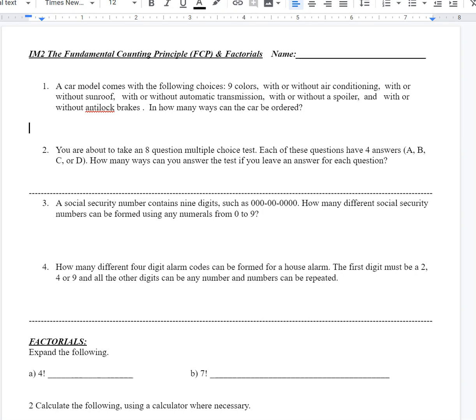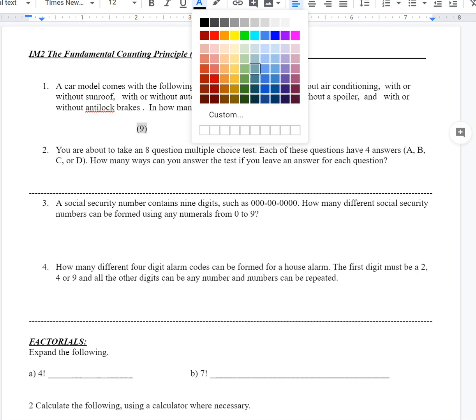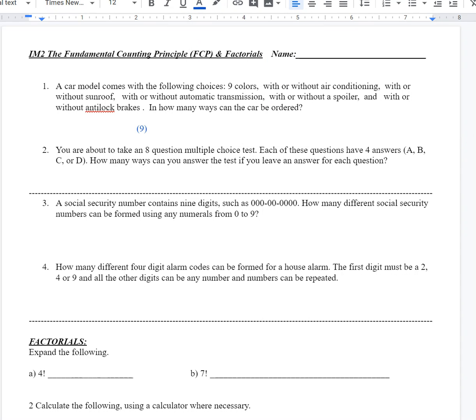A car model comes with the following choices: 9 colors, with or without air conditioning, with or without sunroof, with or without automatic transmission, with or without a spoiler, and with or without anti-lock brakes. In how many ways can the car be ordered? Well, I know right away I have 9 color options.